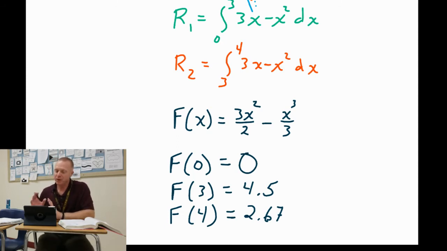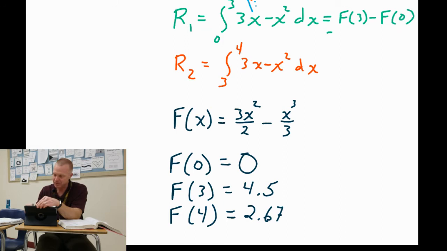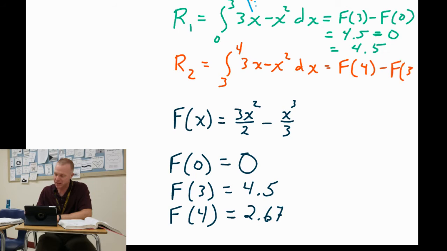Okay, now be careful because we have a lot of information here. We want to use it the right way. When it comes to getting the green region, that's going to be F of 3 minus F of 0. So when I carefully grab those numbers, it looks like it's 4.5 minus 0, which of course is 4.5. And when I do the red region, that's by definition going to be F of 4 minus F of 3. I want to make sure I do that in the right order. And the F of 4 was my 2.67 minus, again, that 4.5.